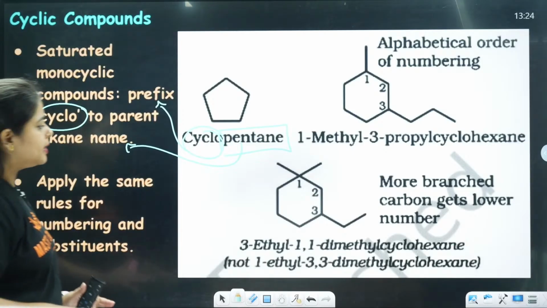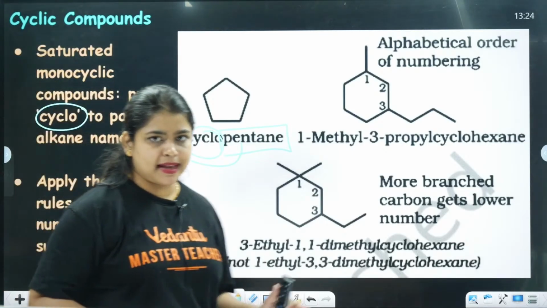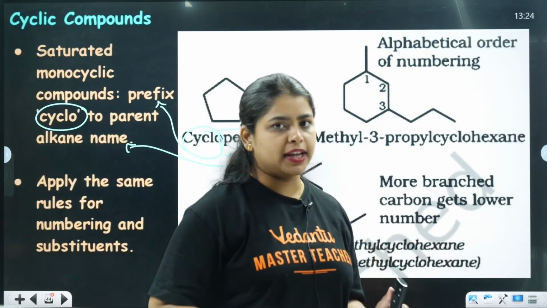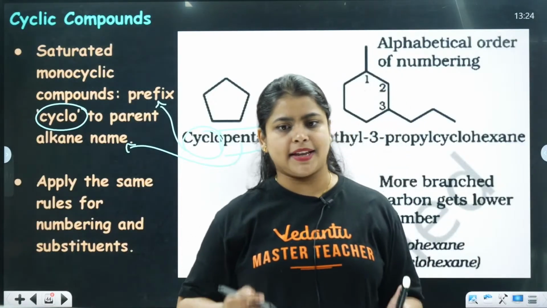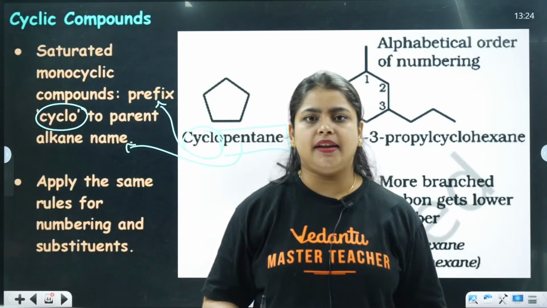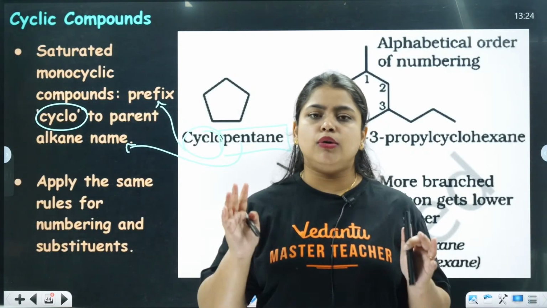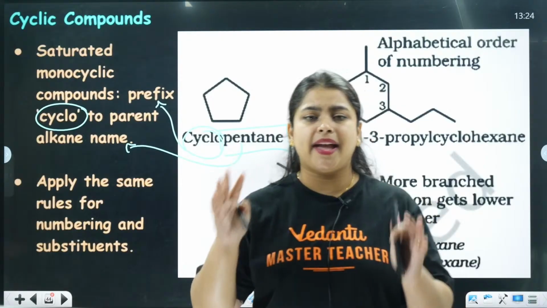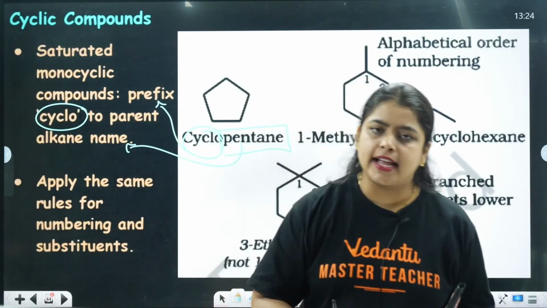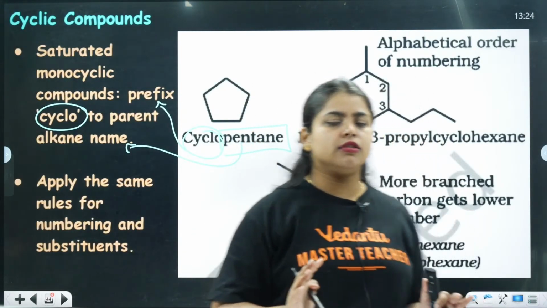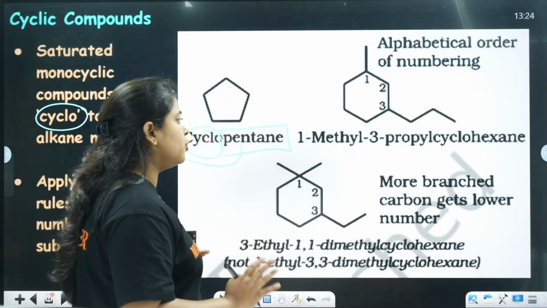All remaining things will be exactly the same as we have learnt in IUPAC naming and rules. There are no changes. The only change is that before any parent alkane, we are going to write cyclo. In all cases we must mention cyclo before the parent alkane.